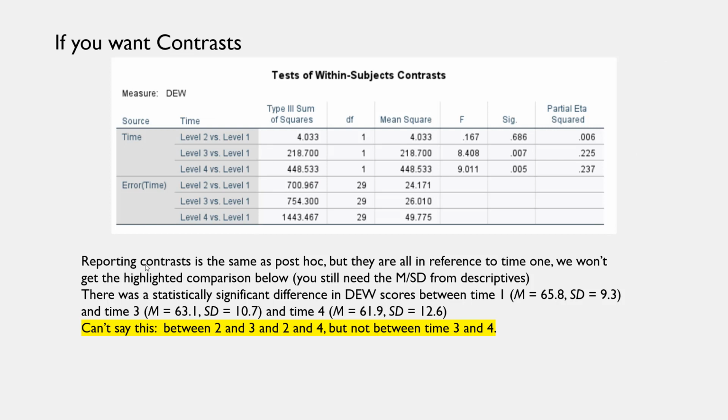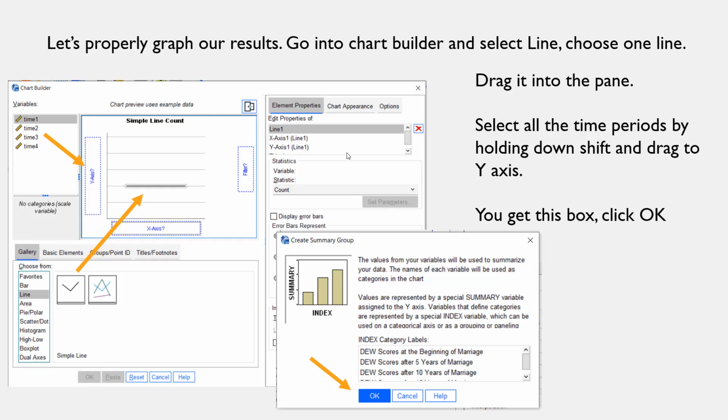If you want contrasts, you would say reporting contrasts is the same as post hoc, but they're in reference to time 1. We won't get the highlighted comparison below. You still need the means and standard deviations from descriptives. So you can't say that there's a difference between 2 and 3, 2 and 4, but not 3 and 4. You can't say that with the contrasts.